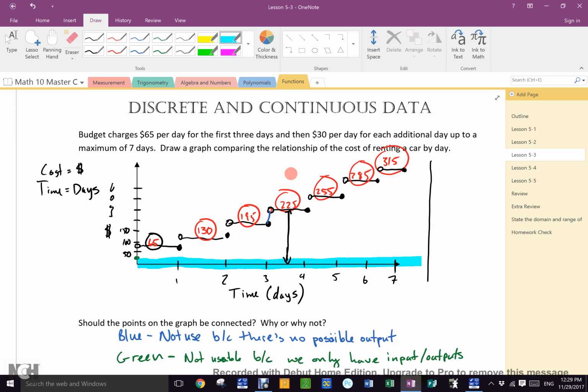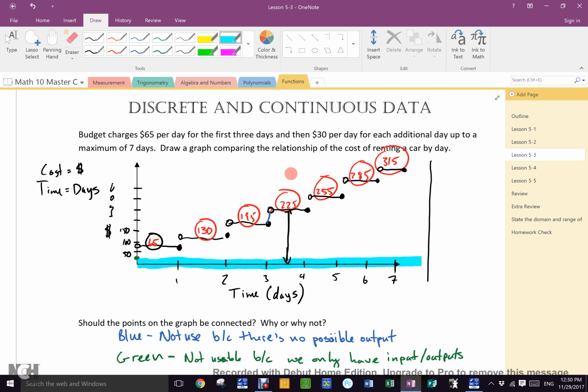Okay. I hear what you're saying. So by your definition, you would not be able to tell me how much it would cost me to rent the car for 2.25 days. Well, it would cost you $195. Mm-hmm. So is there an output for an input of 2.25 days? Yes. You with me? Okay. Is there an output for any given input?